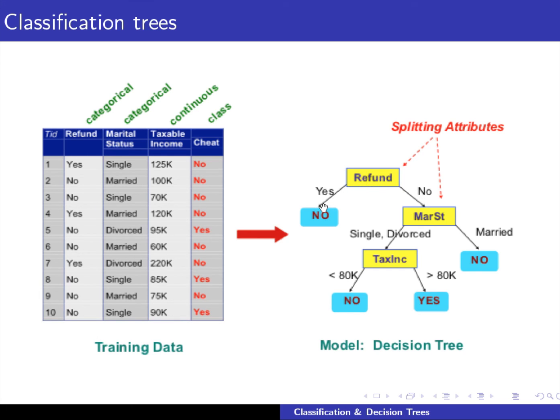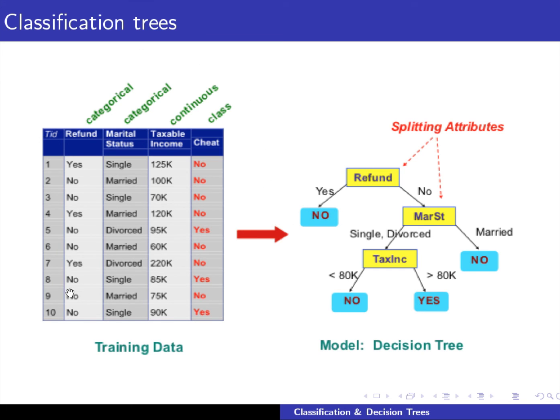So if they got a refund, according to our 10 observations here in our training data set, none of those people who got a refund actually cheated. So the ones who got a refund, number 1 did, number 4 did, number 7 did. These were all no. So with a very small amount of 10 observations, the model could just categorically say that if you got a refund, you did not cheat.